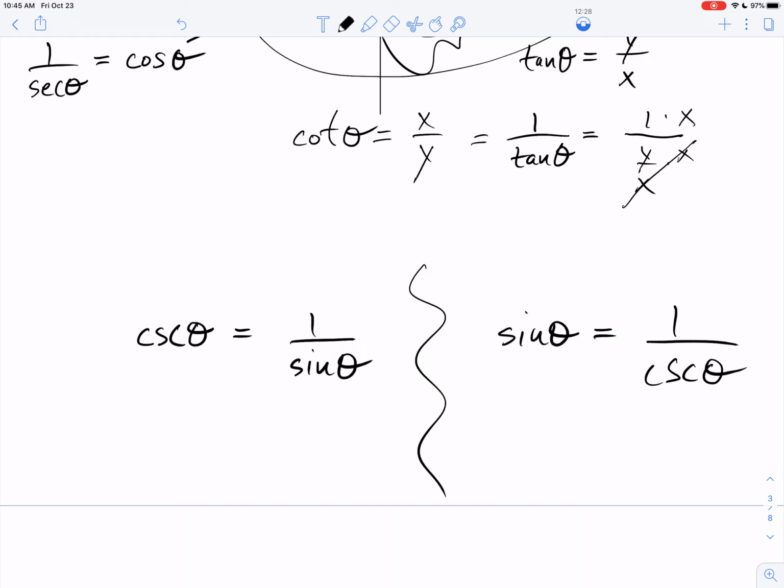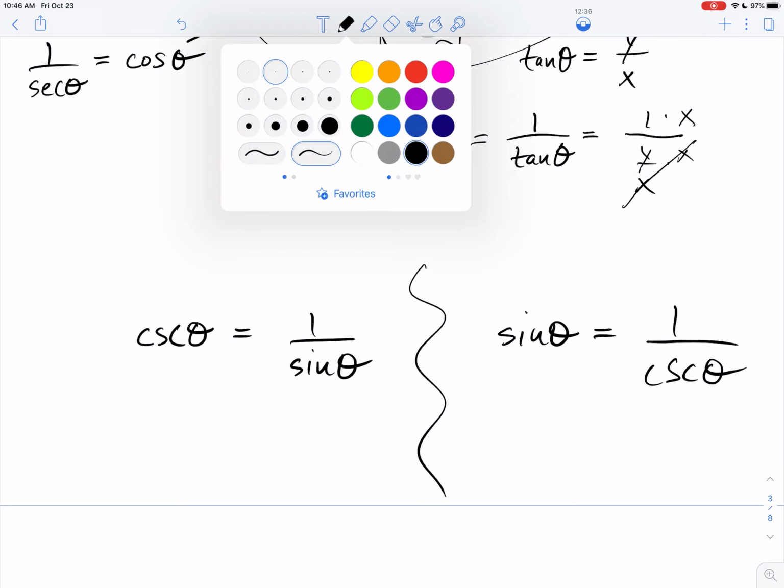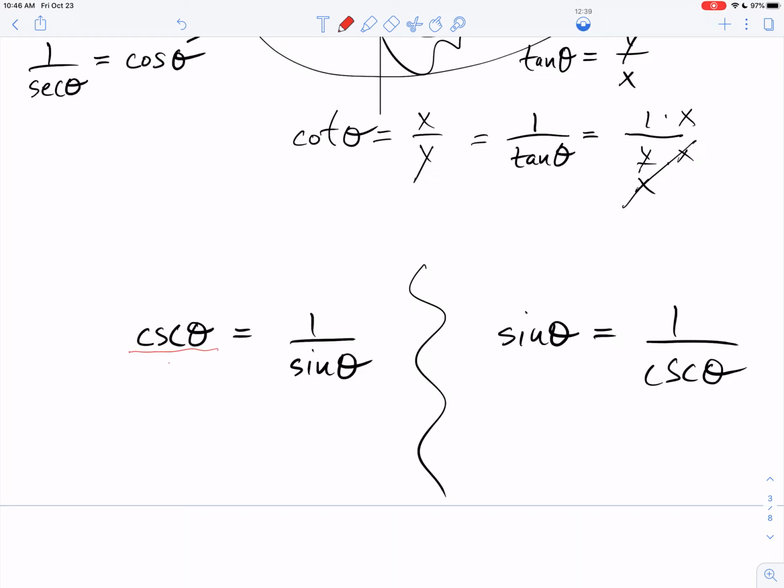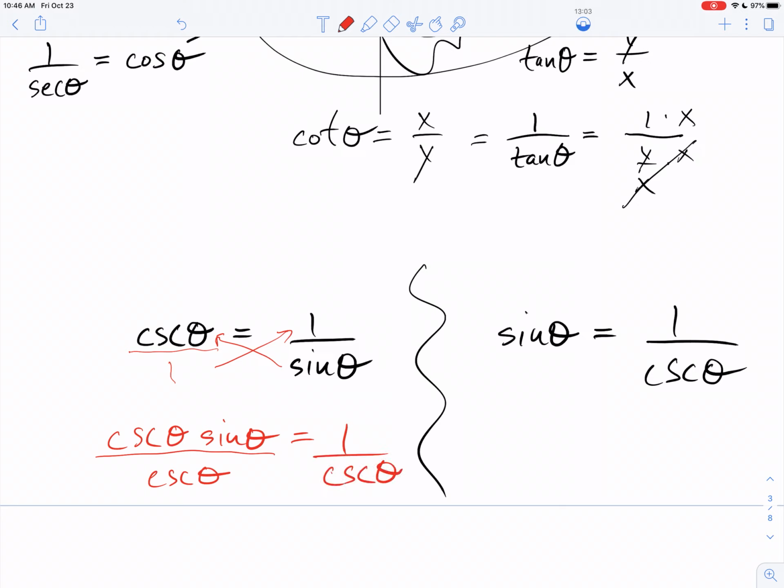The reason they didn't put it in the box is there's so many different variations on this stuff that are true. Take a look at what I have here. I'm going to just show you why this works. If I put a 1 on the bottom here, I didn't change anything. Also, it looks like a proportion. So if I wanted to, I could cross multiply. And I could say cosecant theta times sine theta equals 1. And then what the heck? I'm going to divide this side by cosecant theta. As long as I divide both sides by the same thing, I'm not changing it. And then look, those would cancel. I get sine theta equals 1 over cosecant theta.